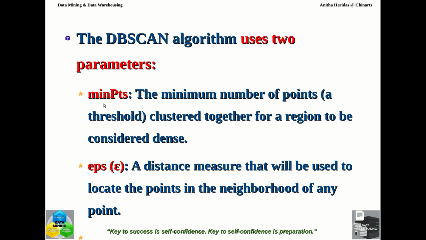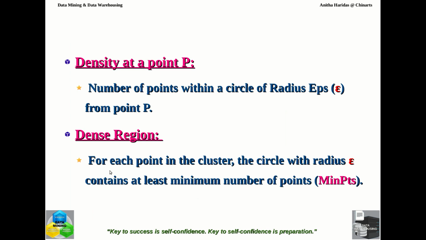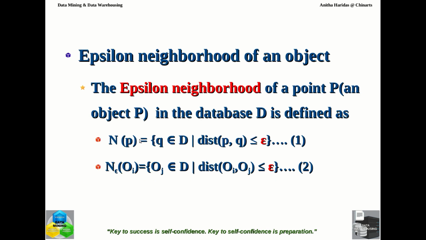The two parameters that are used are minimum points and epsilon. Then we have discussed what is density at a point P, what do you mean by dense region, what do you mean by epsilon neighborhood of a point, epsilon neighborhood of a data point.